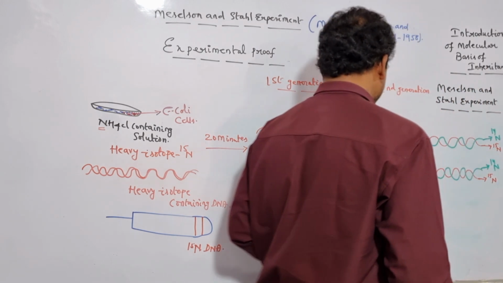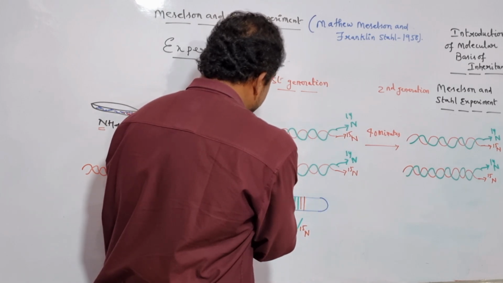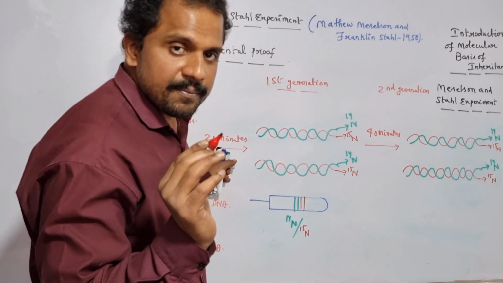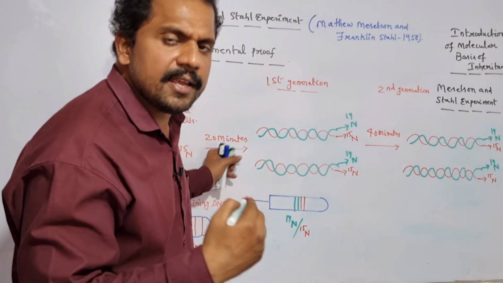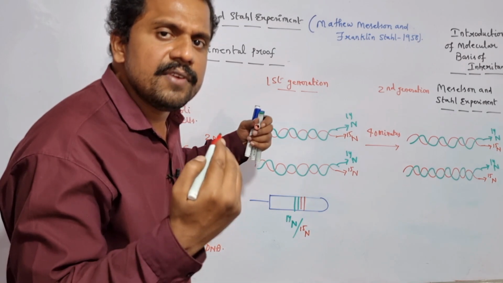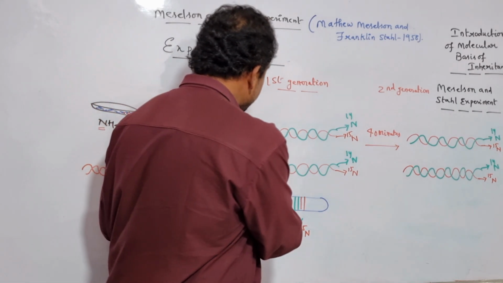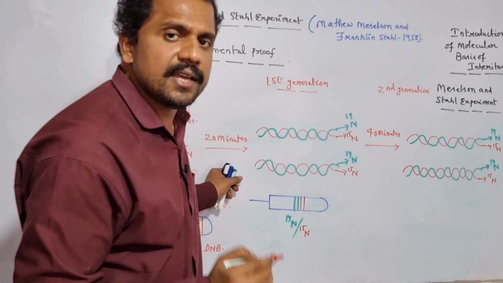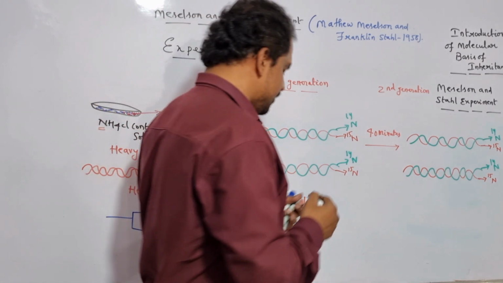So in what way does the N15 containing DNA act as a template, and even the N14 containing DNA also acts as a template? Here the nucleotide sequence of this particular template DNA remains very similar with the nucleotide sequence of one particular daughter DNA strand. So just look at here.